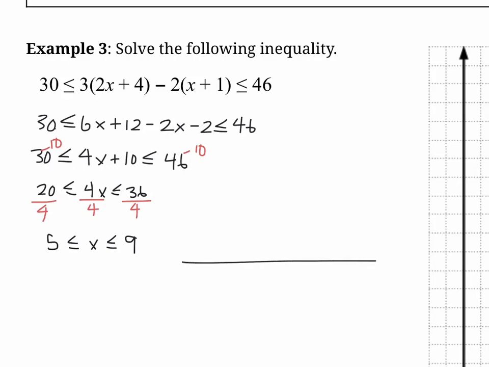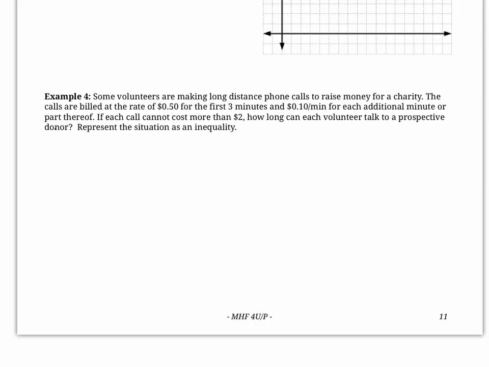If we were to put it on a number line, our solution would be between 5 and 9. We would have closed dots on 5 and 9, and the solution could be anywhere in between these two. So let's take a look at this last example.